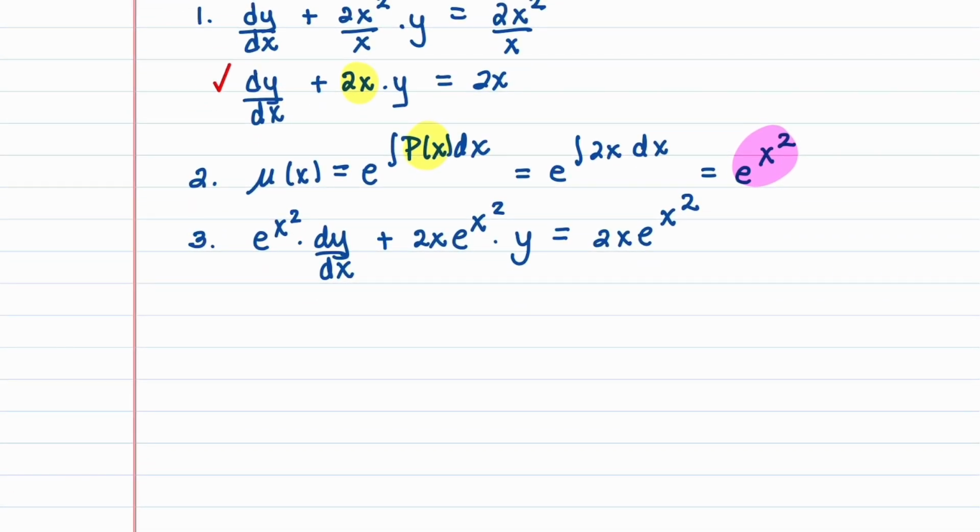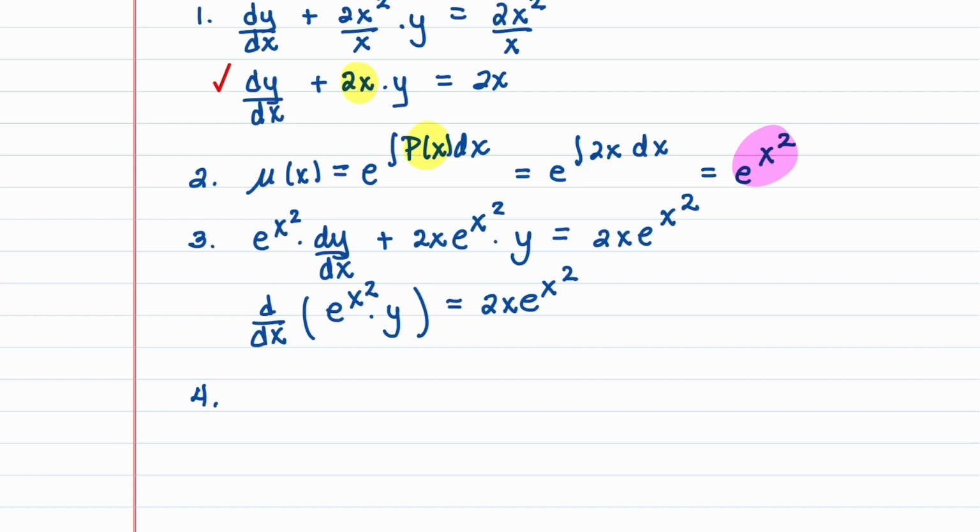Now we need to simplify this left-hand side. We're going to write the left-hand side as the derivative with respect to x of e to the x squared times y. That is just our integrating factor times y. And then our right-hand side stays the same, 2x e to the x squared.